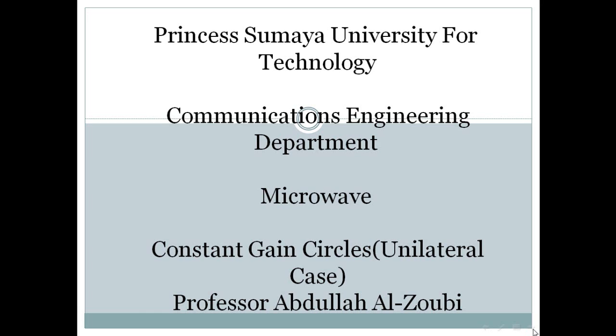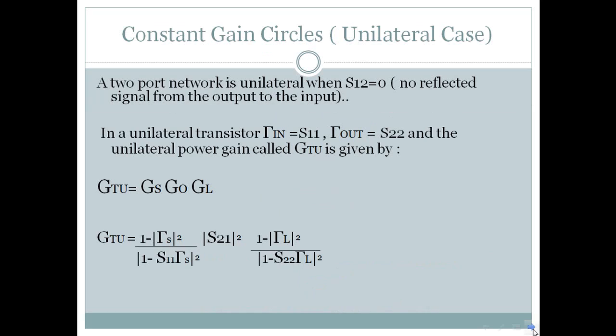My schoolmates Muna abu-qtaish, Iman Smadi and I are going to explain the constant gain circles unilateral case. A two-port network is unilateral when S12 equals 0. That means no reflected signal from the output to the input.